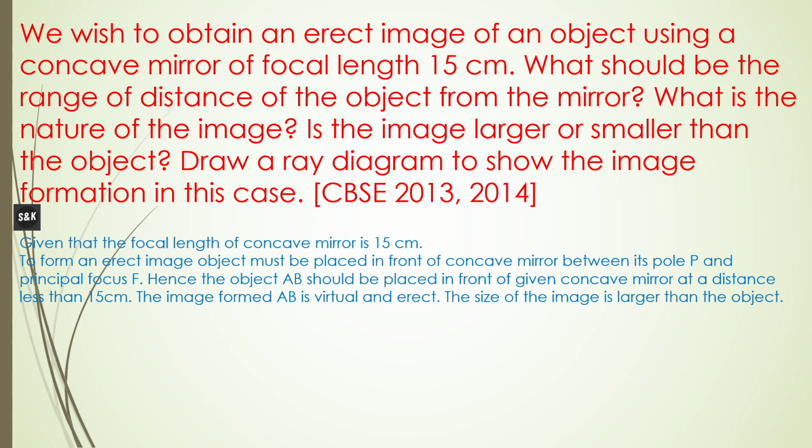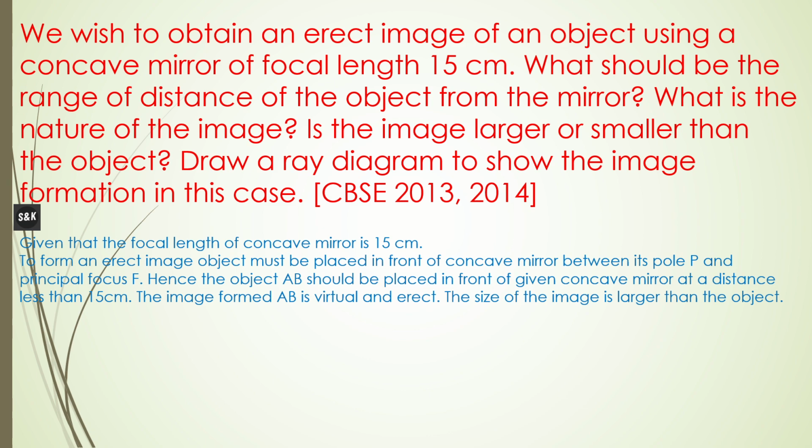So the question is, we have to obtain a virtual and erect image using a concave mirror with a focal length of 15 centimeter. So from this we get that the object should be placed within 15 centimeter. What should be the range of distance of the object from the mirror? What is the nature of the image? So the image will be virtual, erect, and larger than the object.